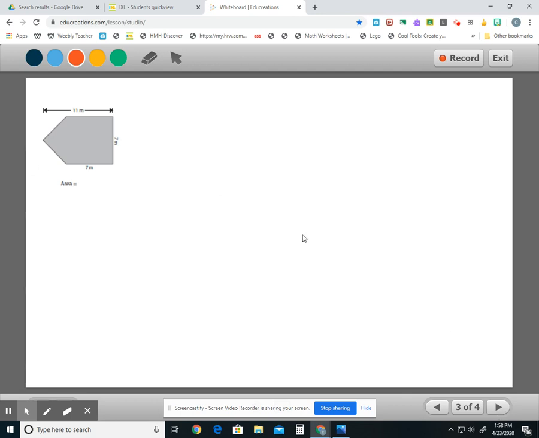Same thing. Again, you could look at this as two trapezoids, or you could look at it as a square and a triangle. That's the way I'm going to look at this one, because that makes a little bit more sense to me. So I'm going to break off my 2 pieces. I'm going to do the square first. It's length times width, right? And it's 7 times 7 on this one. So I know 7 times 7 is 49. Okay, so that's my square.